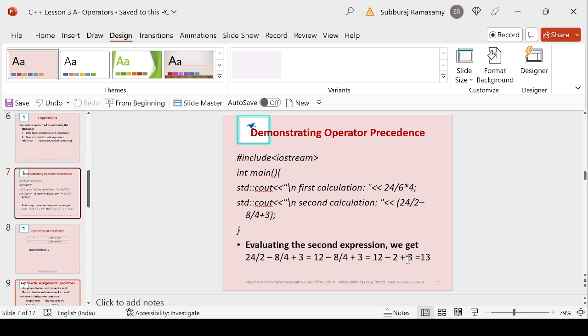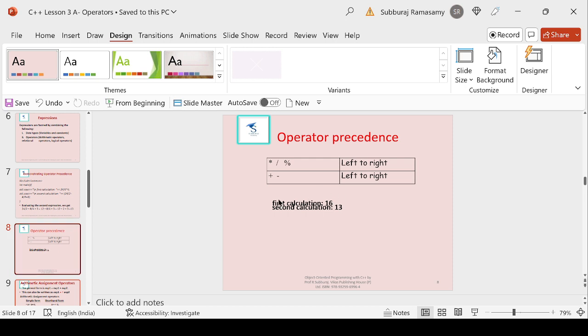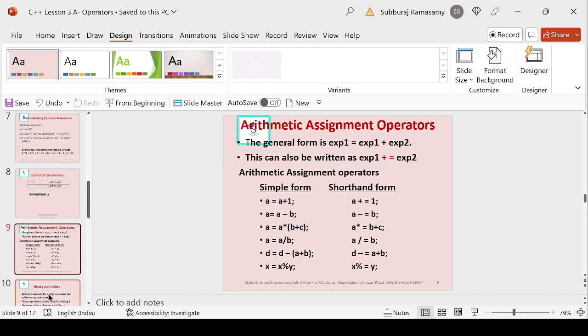So operator evaluation is as per the operator precedence of the language. You can Google it and find out the operator precedence rules for C++. And the results are here. First calculation you get 16 and second calculation you get 13. Okay, that's our operator precedence.